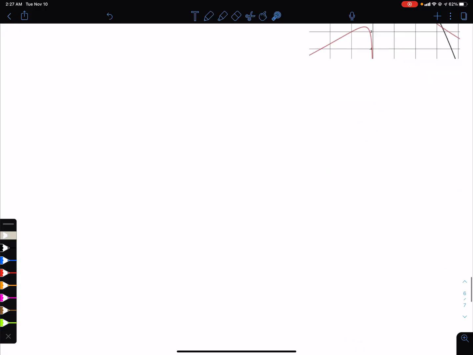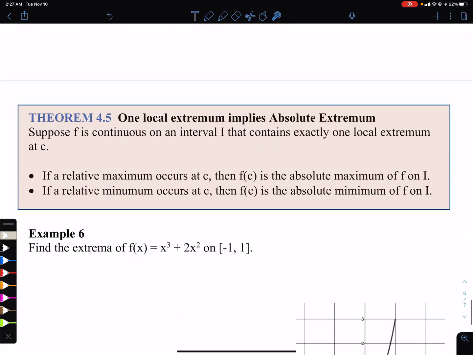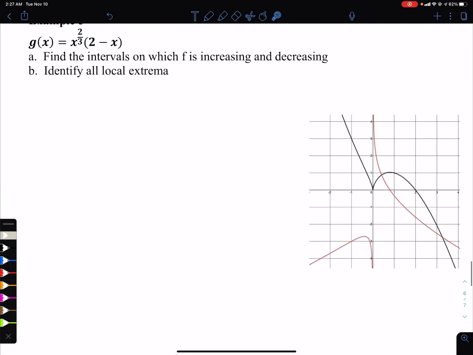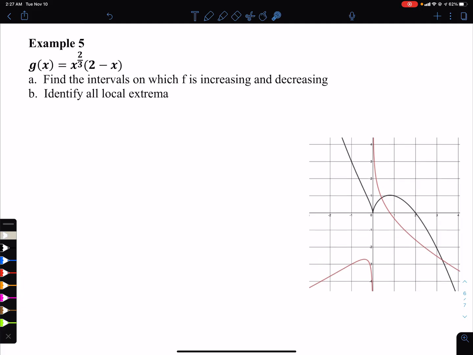All right, we have a couple more examples. We're almost done. So now we're going to do the same thing. We're going to find increasing, decreasing intervals, and we're going to find all the relative max and mins. So to find that, we need the derivative, and we have to do the product rule because we're multiplying two things.